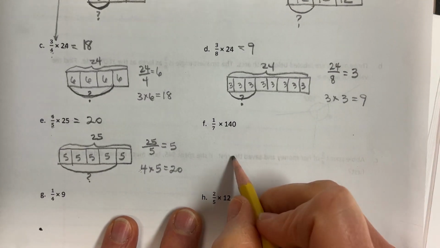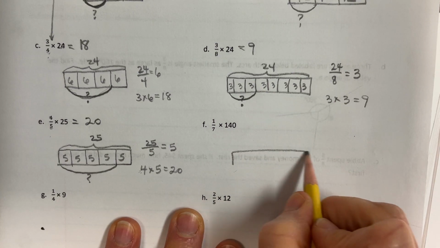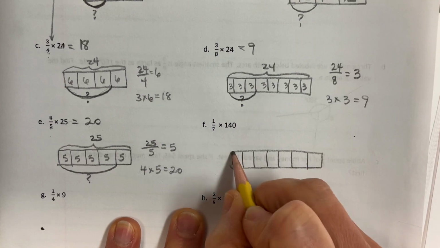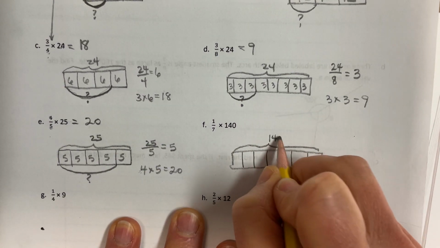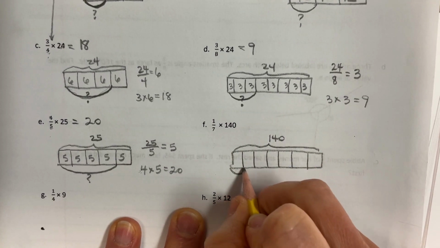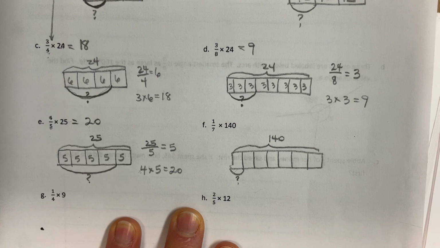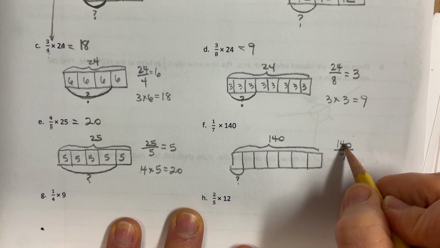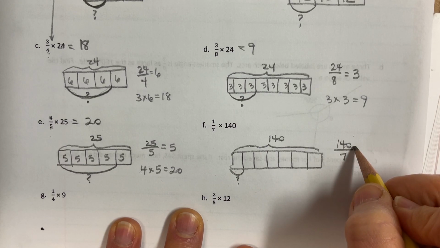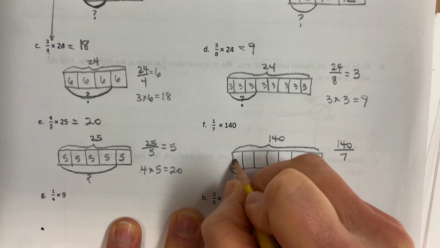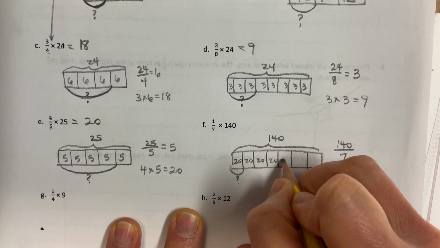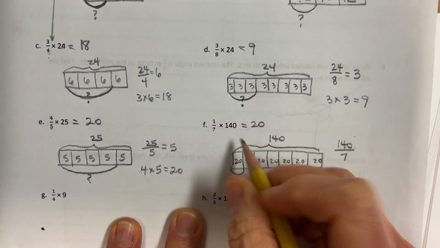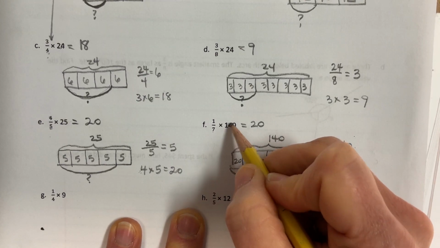Next one, we have some bigger numbers, but it's not that bad. We need 7 boxes this time. And my total is 140. And I'm looking for 1/7. Okay, well, 140 divided by 7. Well, 7 goes into 14 2 times, but I have 140, so 2 tens, 20 would go in every box. But notice I'm only wanting 1/7, so that's only one of the boxes. So the answer is 20. Again, 7 goes into 140 20 times. 20 times 1 is 20.